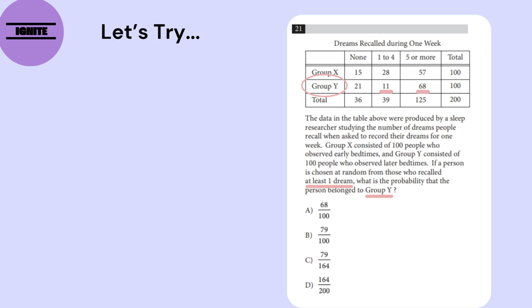Well, it's asking if a person is chosen at random from those who recalled at least one dream. That is the total of both of those categories together, having recalled at least one dream. What is the probability there from Y? Now, let's do the math. 11 plus 68 is 79. And 39 plus 125 is 164. So we have 79 out of the 164 people recalling at least one dream being from Group Y. And this is indeed our correct answer, C.